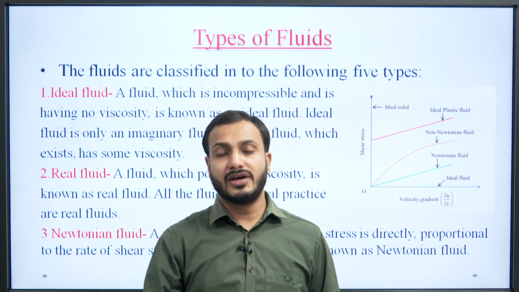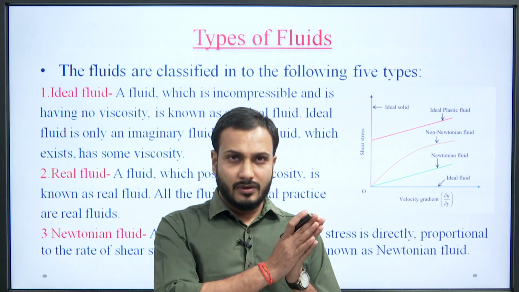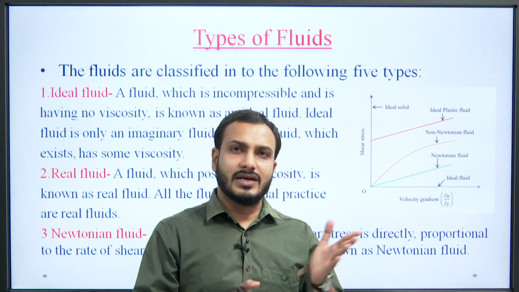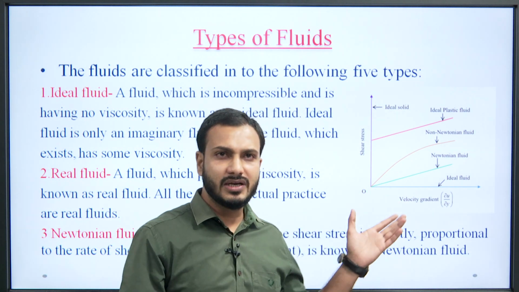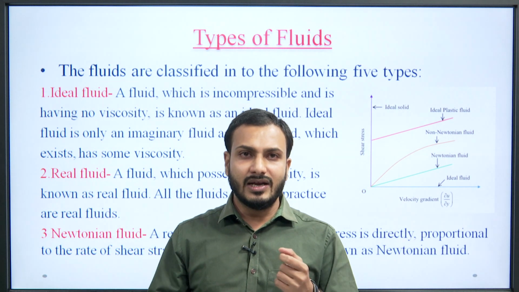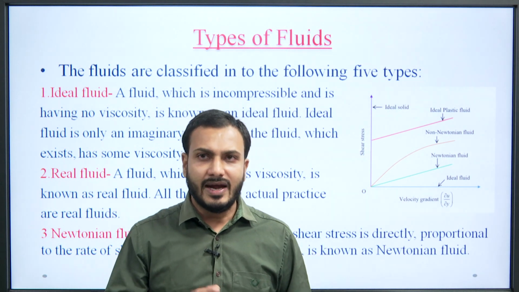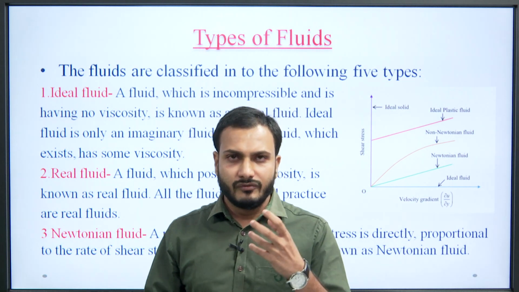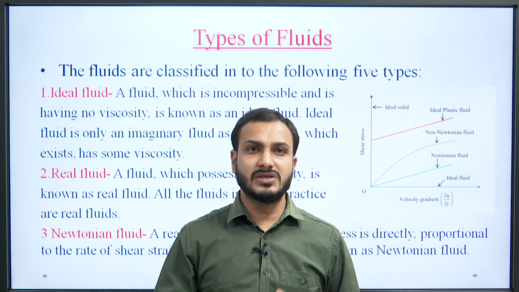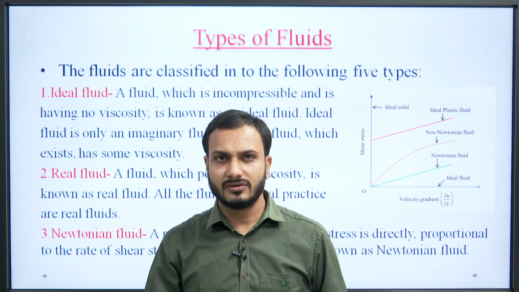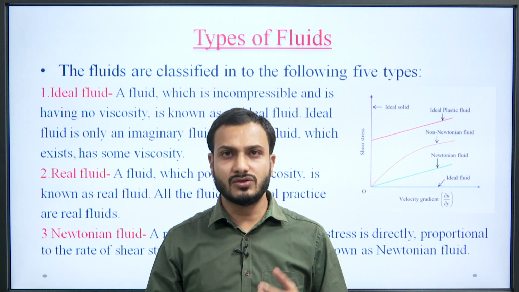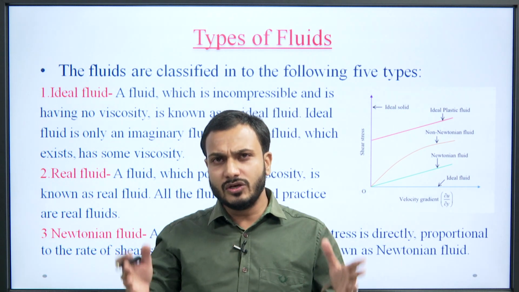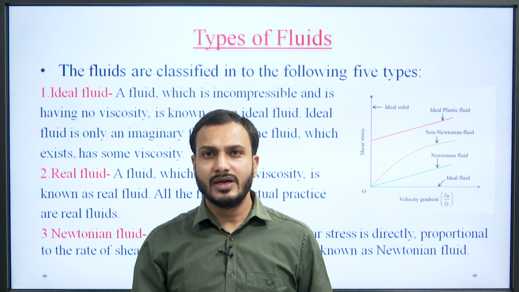Let us have a detailed understanding of the types of fluid. There are some other types of fluid apart from Newtonian and non-Newtonian. Fluids are classified into five types: ideal fluid, real fluid, Newtonian fluid, non-Newtonian fluid and ideal plastic fluid. So, what is an ideal fluid? A fluid which is incompressible, meaning its density is not changing, and which has no viscosity, is known as an ideal fluid. Students, we do not have any fluid with no viscosity. All types of fluid contain some viscosity.